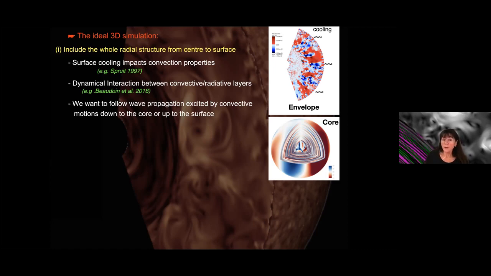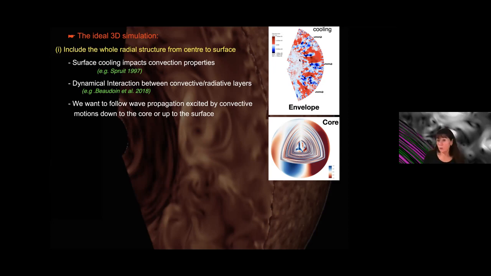We also know that there is a dynamical interaction between the convective layers and the radiative layers, as shown, for example, by Bourgeois et al., for the generation of magnetic field, but also for the properties of rotation and differential rotation.